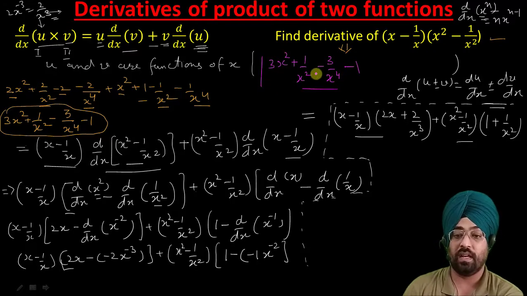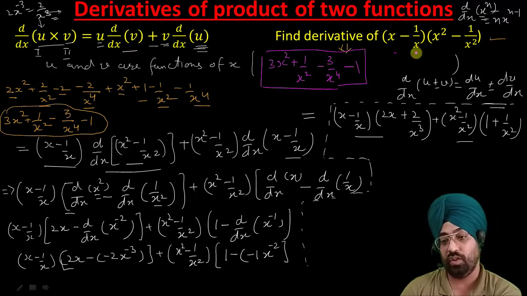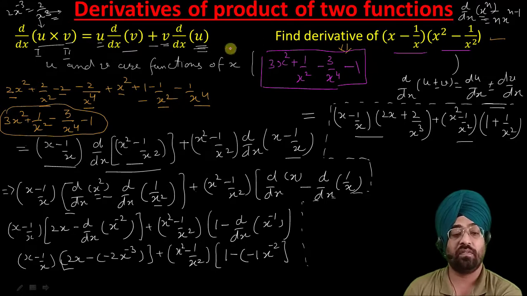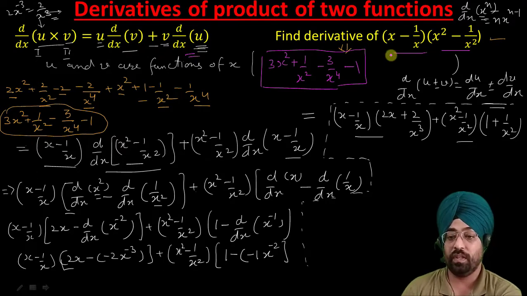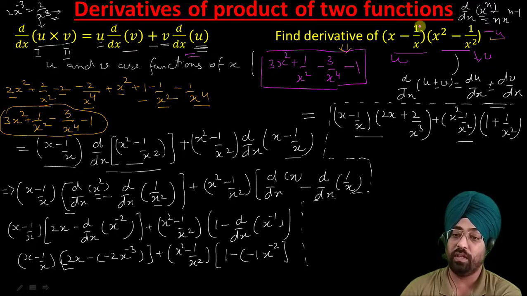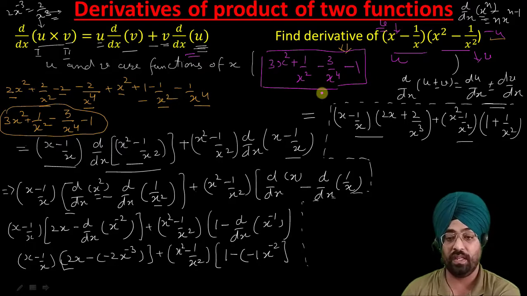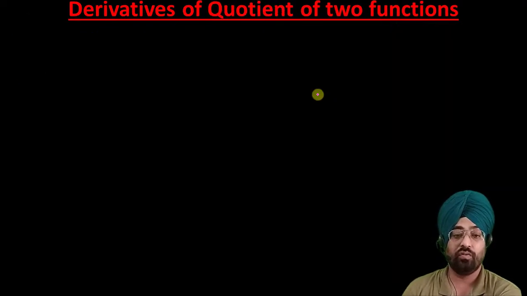So that is the answer of this derivative, and we got it with the help of this formula, dy by dx of u cross v is u dv by dx plus v du by dx, where I assumed one to be u and the other to be v. You can even assume it the other way, it is up to you. There is no difference, the answer will be the same. Now let us move to the second formula.